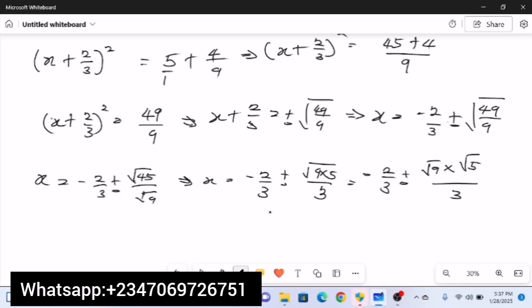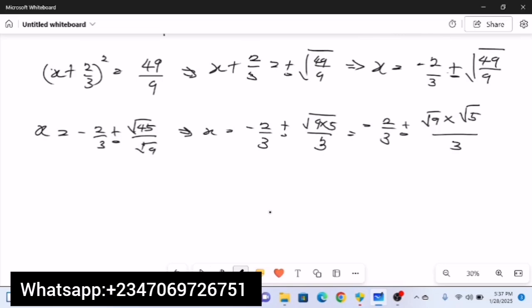So x is going to be equal to negative 2 over 3 plus or minus the square root of 9, which is 3, so I have 3 root 5 all over 3. Of course, 3 cancels 3, so this simply implies that x is equal to negative 2 over 3 plus or minus root 5.